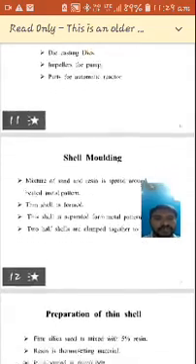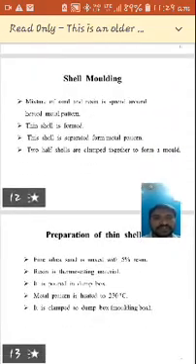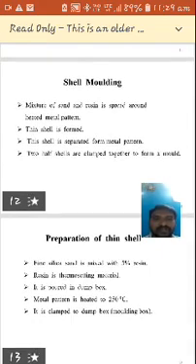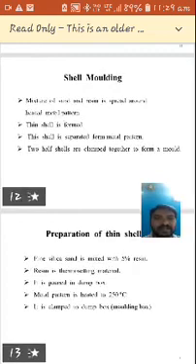And then the next one is shell molding. Okay, so in shell molding, a mixture of sand and resin is spread around the heated metal pattern. So here in shell molding also we use a metal pattern. That mixture, meaning the combination of sand as well as resin, is spread around the heated metal. So before making the molding, the metal pattern will be heated.